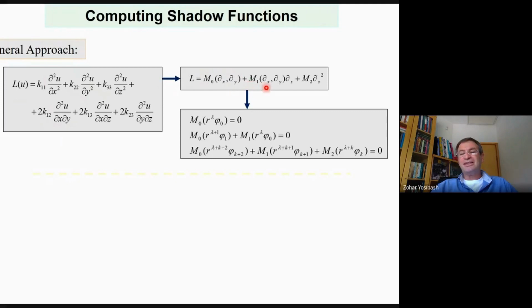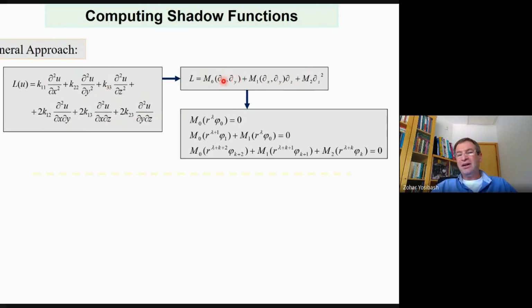Then we ask ourselves, what is the operator which is left, which has only one derivative with respect to z? And here we find these two terms. We'll have 2k13 times the first derivative with respect to x, plus 2k23 times the first derivative with respect to y. This is M1, and it is multiplied by the first derivative with respect to z. And here we are left with only another operator, M2 we call it. If you look here, this is only the second derivative with respect to z, and this is only k33.